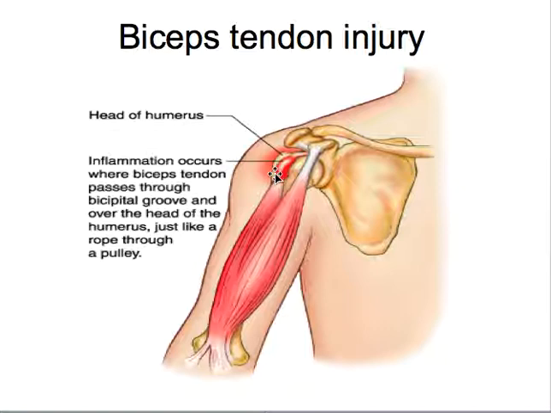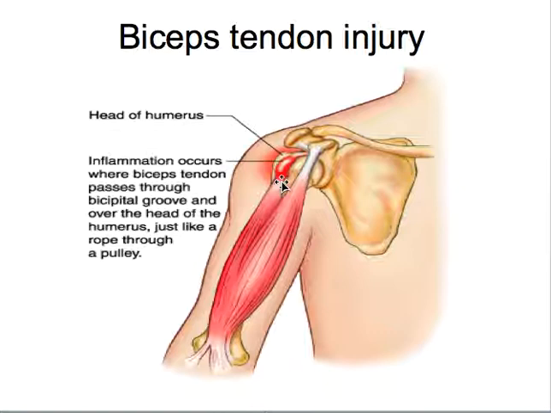So it involves the use of modalities to decrease the pain initially, working then into some isometrics that are pain-free or isotonics if those are pain-free. And doing some gentle stretching into extension to stretch out the tendon. Can include supination and elbow flexion in the exercise program.